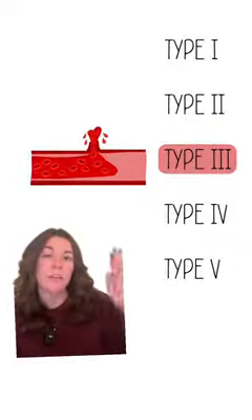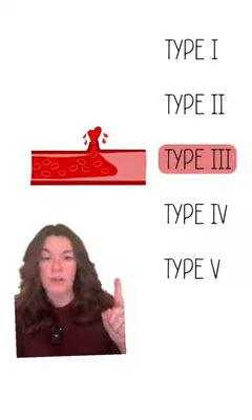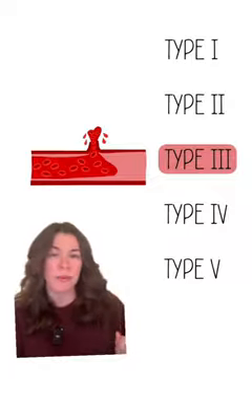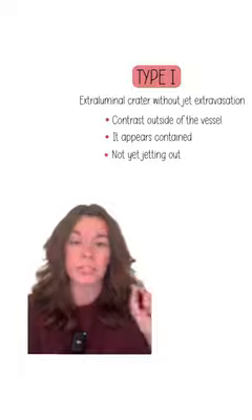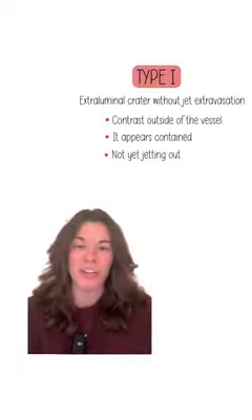Did you know there's actually 5 different types of coronary artery perforations? Type 3 is what we see the most and is the most recognizable, but let's go through each of these examples. So type 1 by definition is an extraluminal crater without jet extravasation.